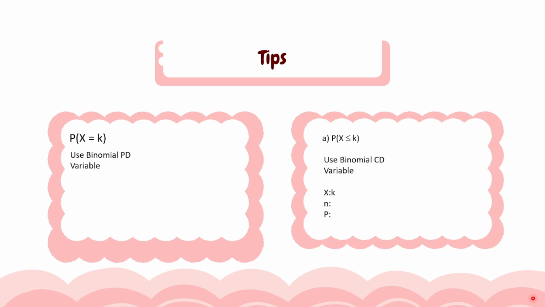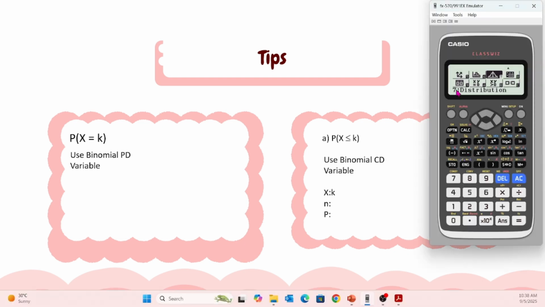Tips to use the calculator. In the distribution menu, if you use binomial PD, number 4, it has list and variable. It's used when you want to find the probability of X equal to K. If you choose list, it will list down the values. If you choose variable, it lets you find the probability of X equal to K by entering the K value, number of tries, and probability of success.